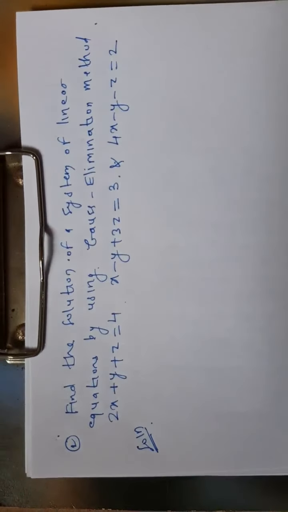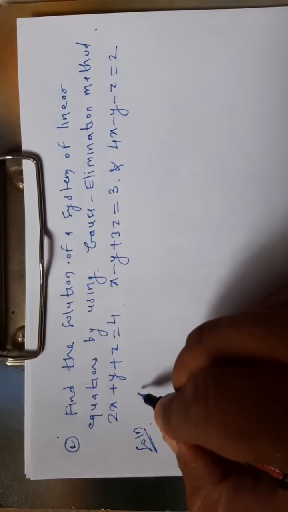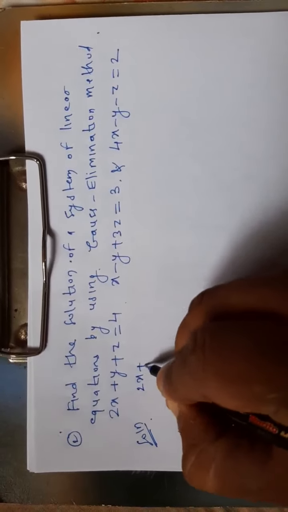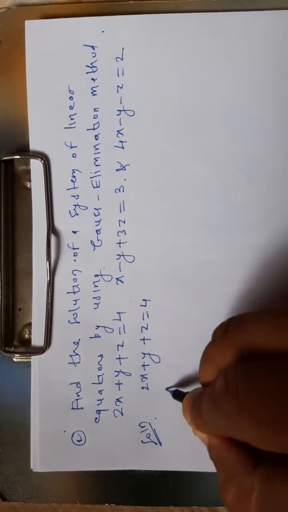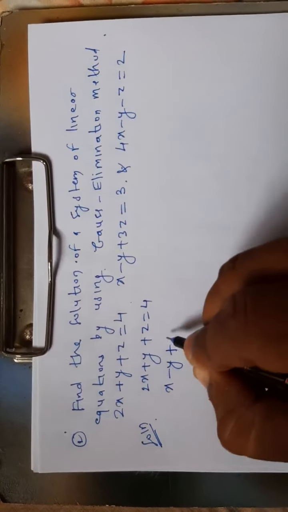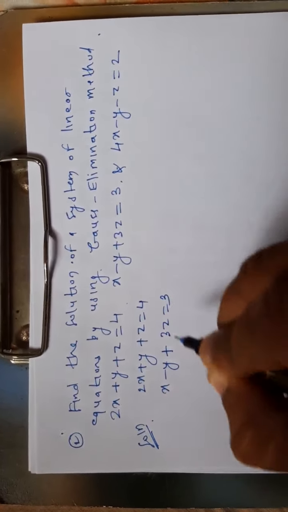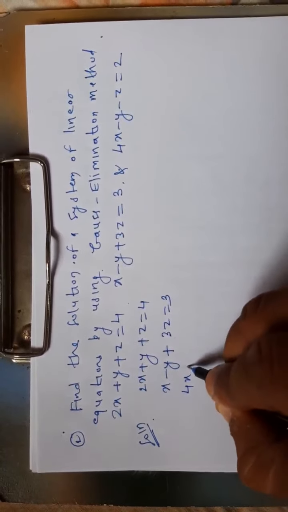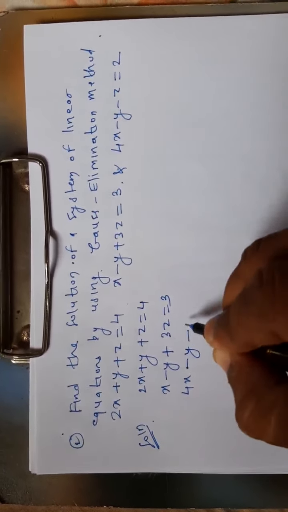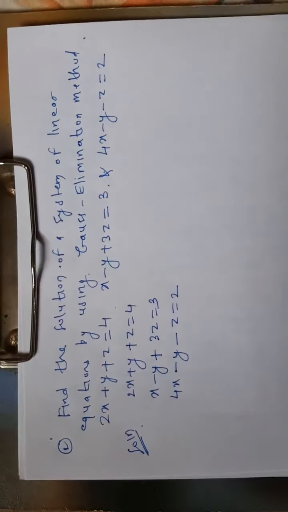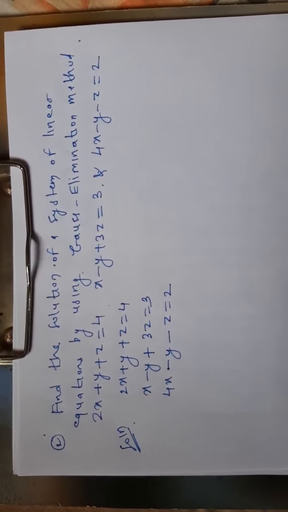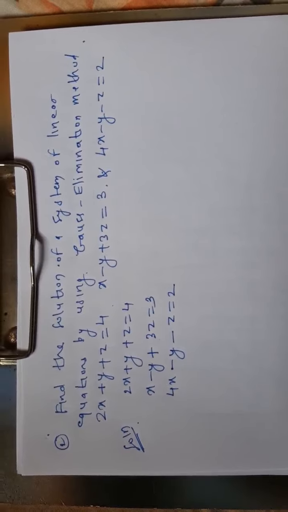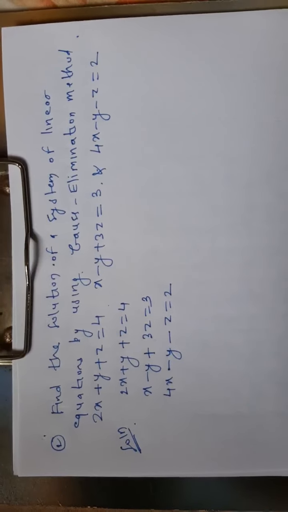Solution. So the given equations are: 2x plus y plus z is equal to 4, x minus y plus 3z is equal to 3, 4x minus y minus z is equal to 2. So the next step is we have to write this linear equation in the matrix form.